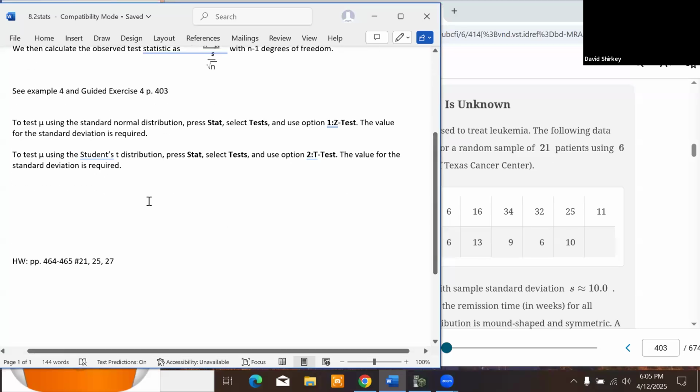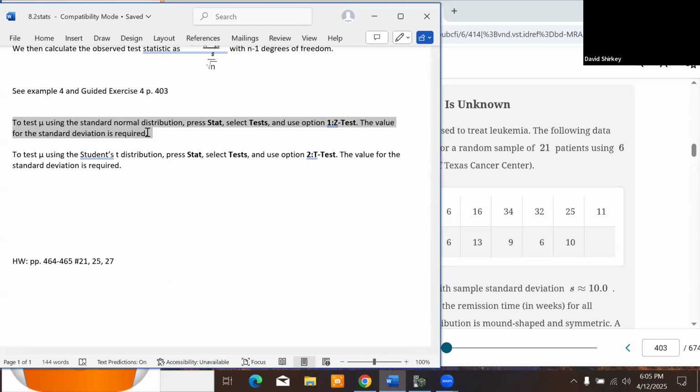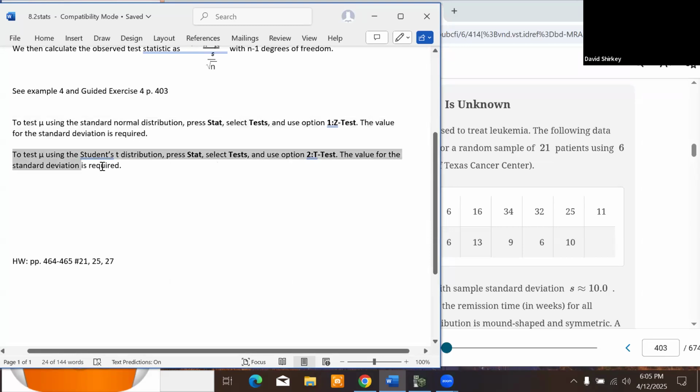So to test mu using the standard normal distribution, you're going to press stat, select test, and use option 1, which is a z-test. This is what we did in section 8.1. The value for the standard deviation is required, so we need to know sigma because you're going to have to enter that using the z-test. When we're testing mu using a student's t-distribution, we're going to press stat and select test, and then use option 2, which is t-test. Again, the value for the standard deviation is required. That's going to be s instead of sigma, right?